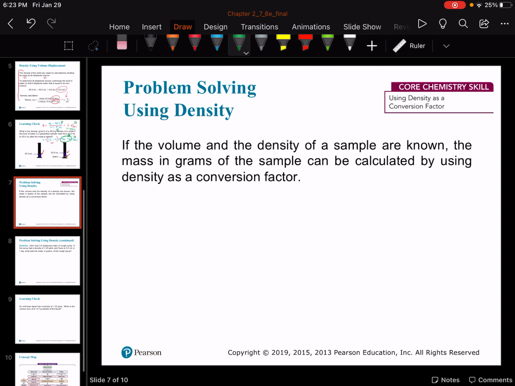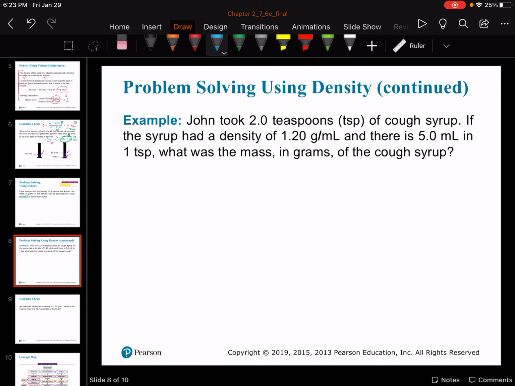All right, so let's do another example. If the volume and the density of a sample are known, this is our core chemistry skill: using density as a conversion factor. If the volume and the density of a sample are known, the mass in grams of the sample can be calculated by using the density as a conversion factor. Okay? So let's do an example of that.